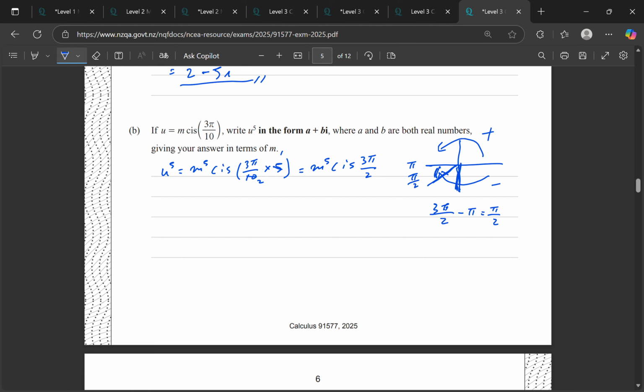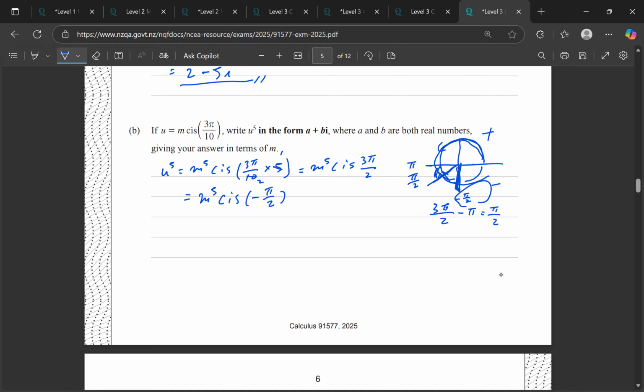So that means you could say this is the same as m to the power of 5 cis minus pi over 2. I will explain again, I wasn't sharp enough. So 3 pi over 2 is right there actually. So instead of saying 3 pi over 2, you could just say that's negative pi over 2, isn't it? Adds up to 2 pi, right? So it's better you say negative pi over 2 than saying 3 pi over 2, right?